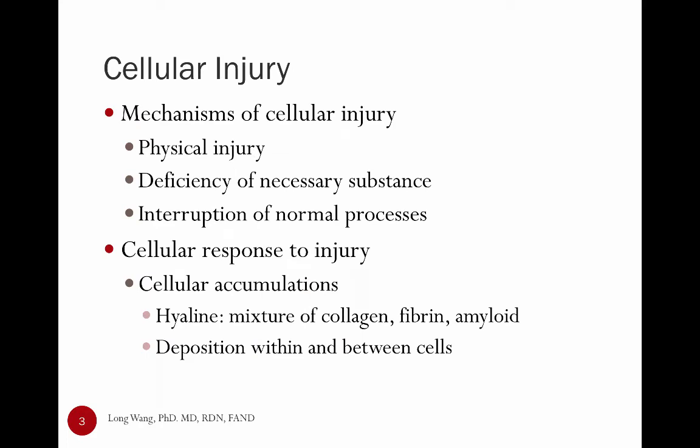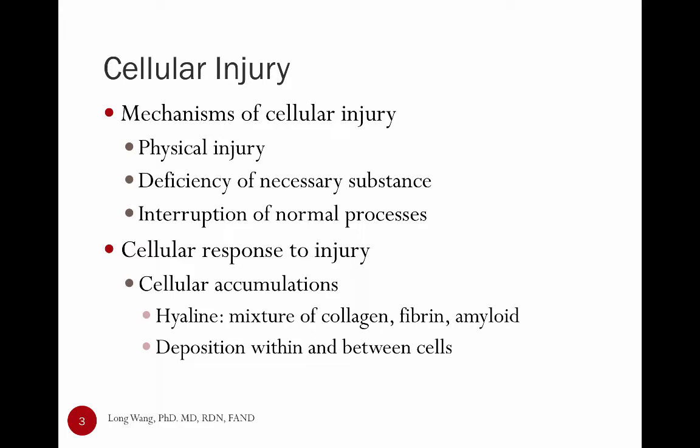We all know that the role of the immune system is to protect our system. But let's first talk about how the cells would sustain injury. The mechanism of the cellular injury could be physical. For example, if someone just cut a finger or had a road rash while falling off the bicycle, that's just physical injury. Or the injury could be caused by deficiency of necessary substances, for example, nutrients.